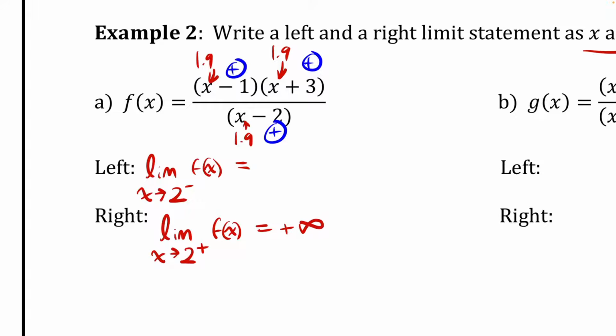Okay, positive. 1.9 plus 3 is a positive. And then here's the change. 1.9 minus 2 is a negative, which is different. Which means the entire thing, as Anatoly said, is negative. How do I say that? Negative infinity. Very good. All right.